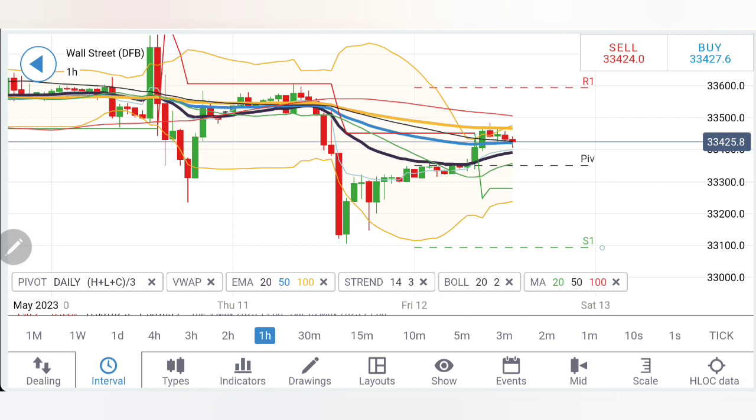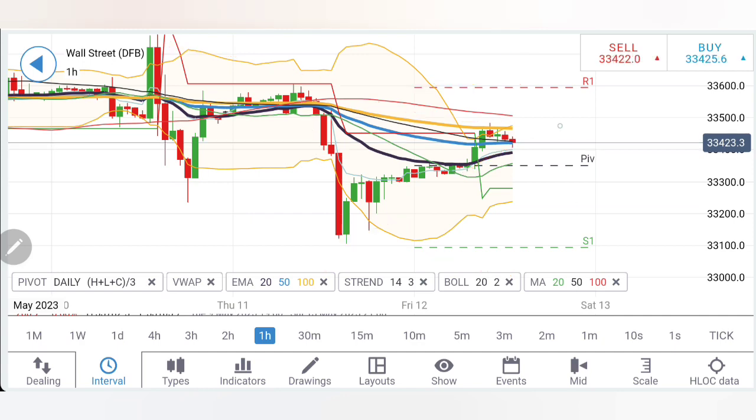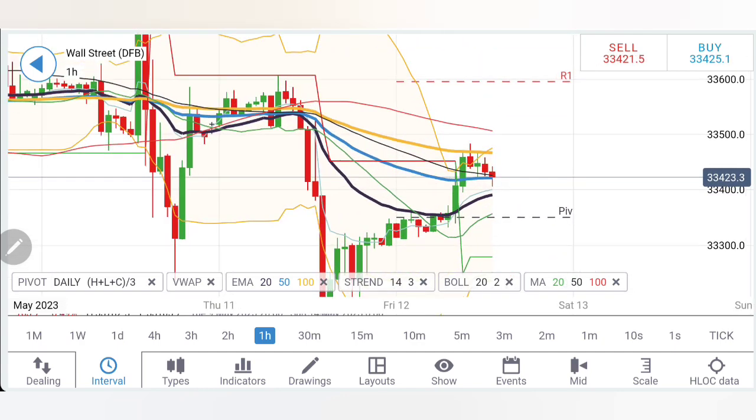Now, let's have a look at the hourly charts on US30. See the drop here, the retracement, the lower highs, lower lows, and that is why I say bullishness is only confirmed in US30 if it trades above 33,600 levels. That is very clear.